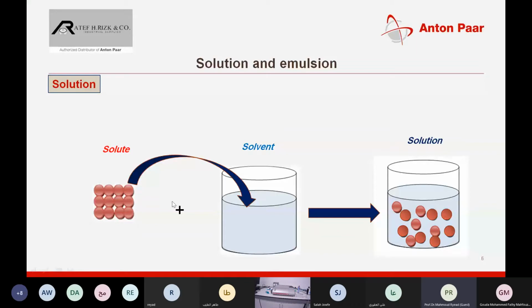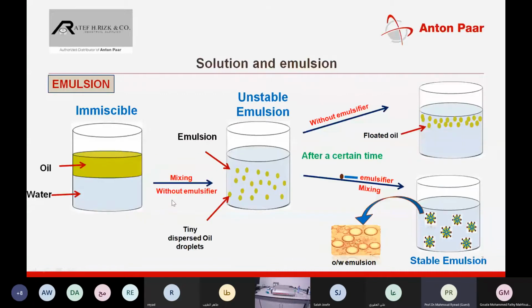But some substances simply don't want to associate with one another. An example is oil and water. When oil and water are added together, they form two distinct layers. This is because they are immiscible with one another. Let us look closely at what happens when the two phases are mixed together. There are tiny oil droplets dispersed throughout the water. We have just created an emulsion.